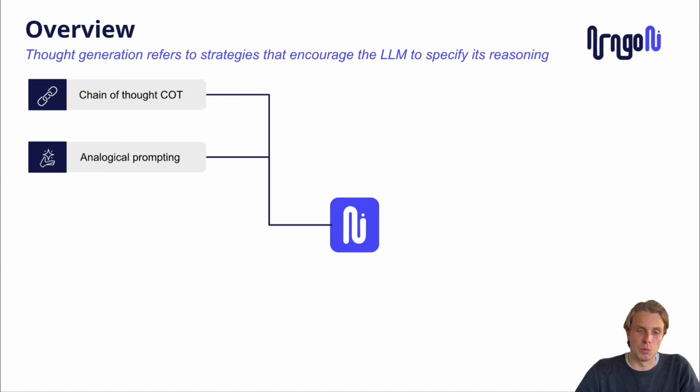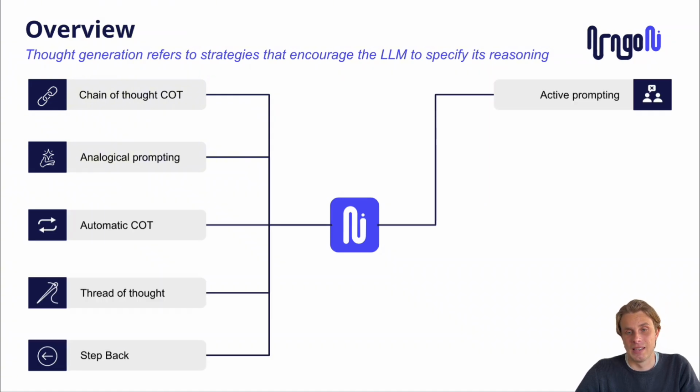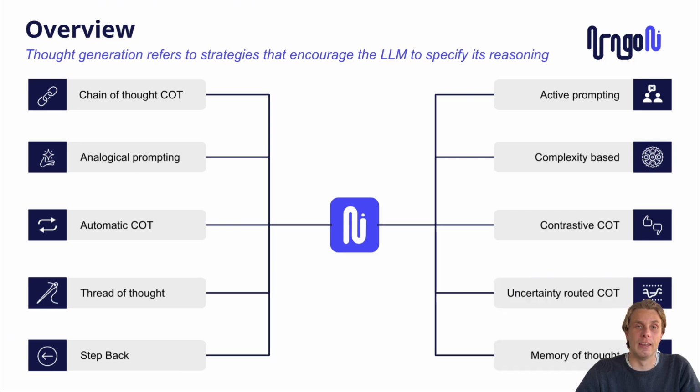We'll speak about analogical prompting, automatic chain of thought, thread of thought, step back, active prompting, complexity-based, contrastive chain of thought, uncertainty routed chain of thought, and memory of thought.